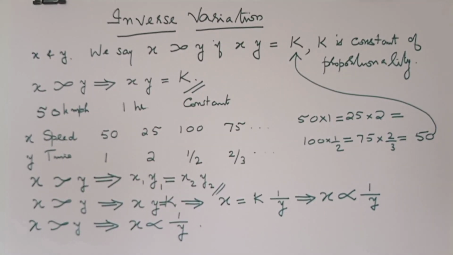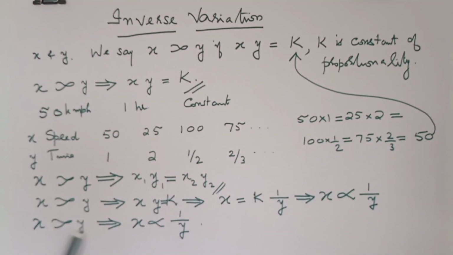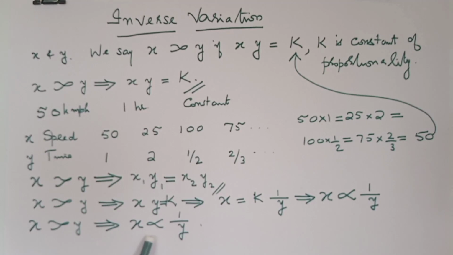So what is the observation you are making? If x is inversely proportional to y, then you can say x is directly proportional to the reciprocal of this variable. This is also a useful idea in problems on variation.